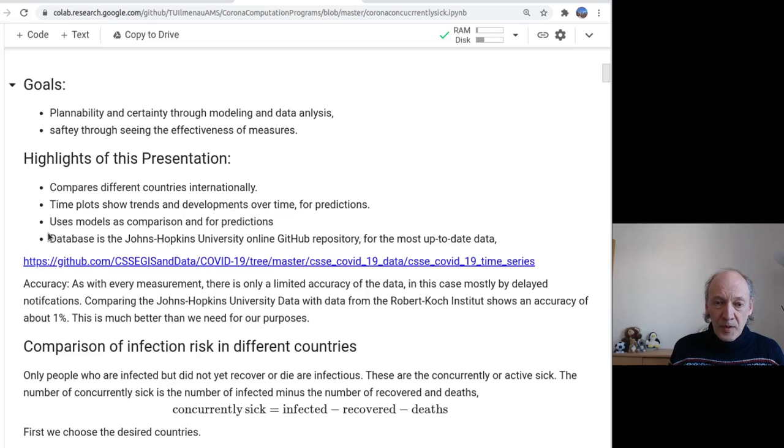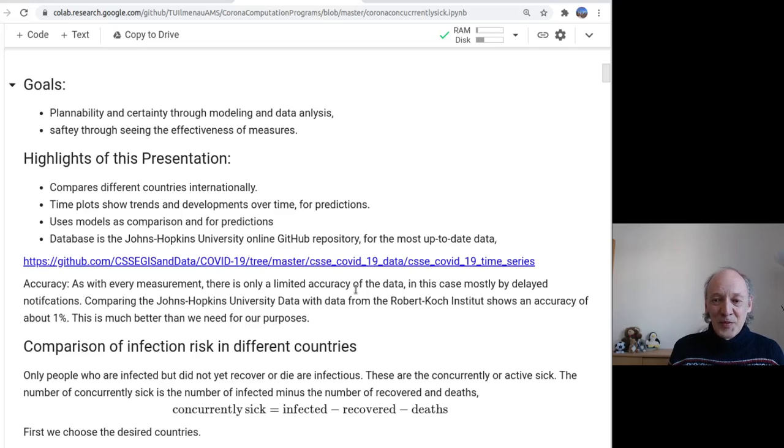And it bases all on this database from the Johns-Hopkins University, which has an online GitHub repository, right? And this is updated daily, and I will use this GitHub repository from the Johns-Hopkins University for my plots in the following. But as with every measurement, there's only limited accuracy to the data. So this is something you need to keep in mind.